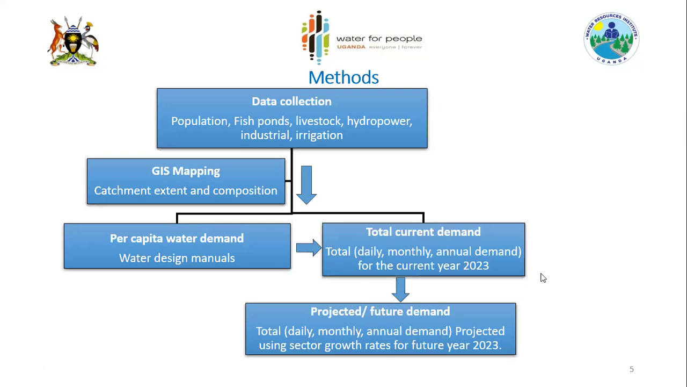But we also used other reports, for example, the sector reports for the Ministry of Energy and Mineral Development, which helped us to obtain the growth rate, for example, for the hydropower development in the country. And with that, we're able to project the current hydropower demand to the future year of 2063.